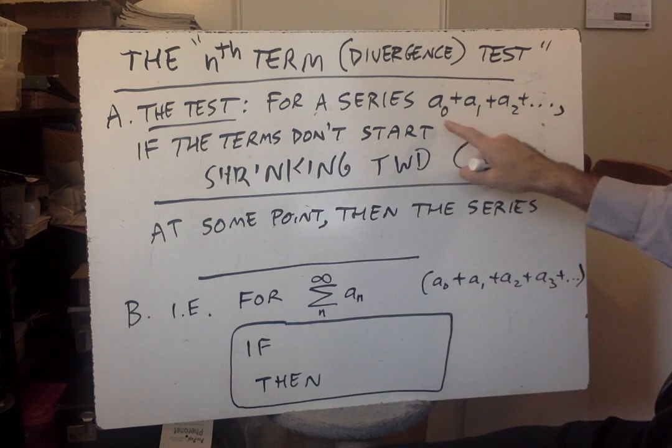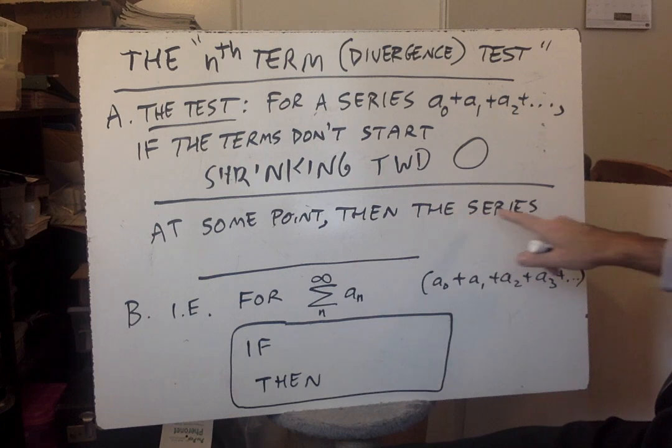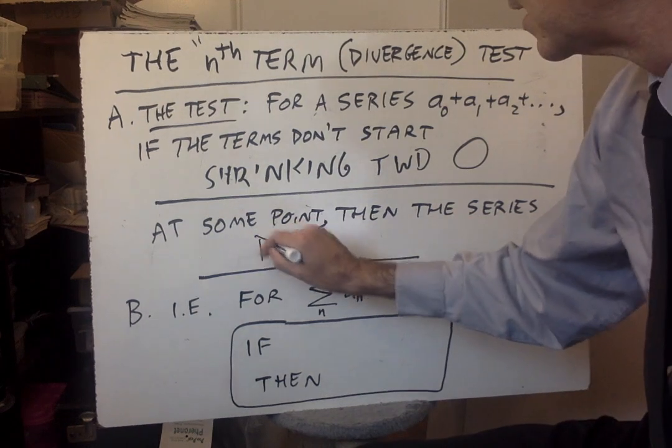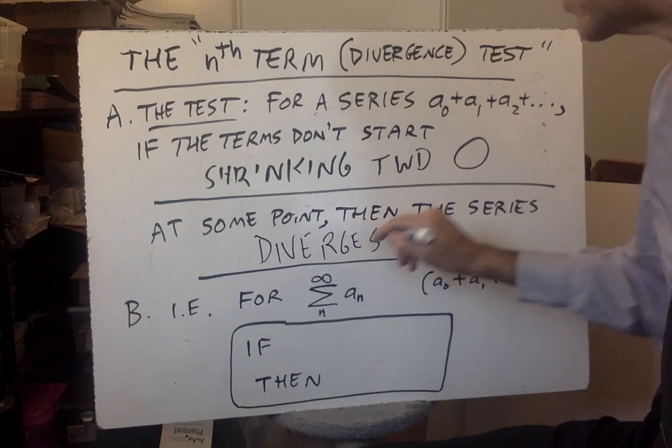They don't have to at first. You could have 10 plus 10 plus 10 plus 10, but then eventually, to pass this test, the terms have to start shrinking to zero. So if they don't start shrinking to zero at some point, then the series diverges and is useless to us.